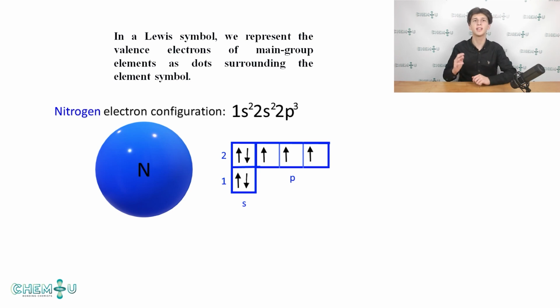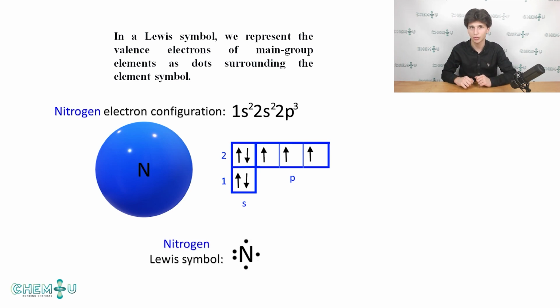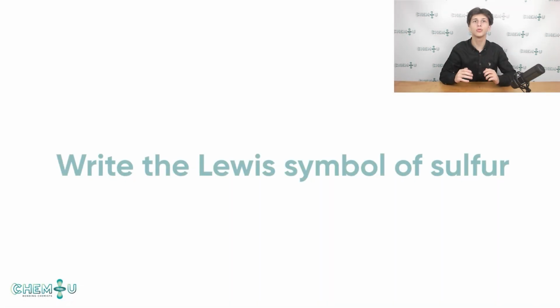It is obvious that nitrogen has 5 valence electrons, and it's very simple to deduce the Lewis symbol for it. Just count the number of electrons and draw them as dots surrounding the capital N, as shown on the screen right now. Despite it being very simple material, I would ask you to pause the video and try to write the Lewis symbol of sulfur.